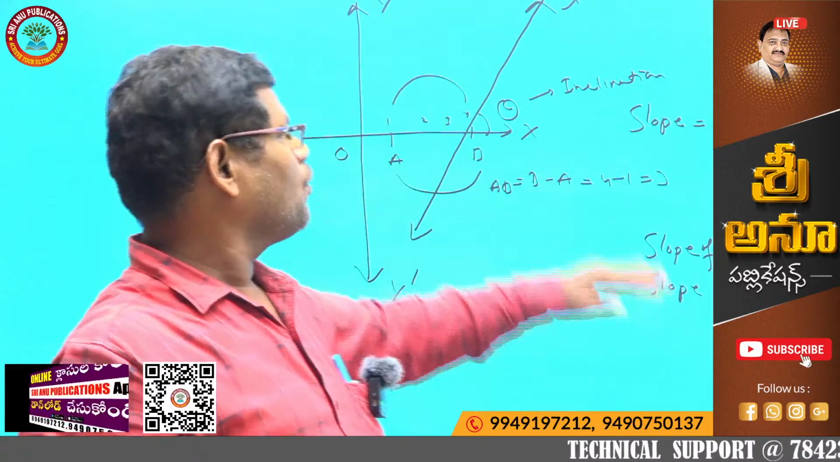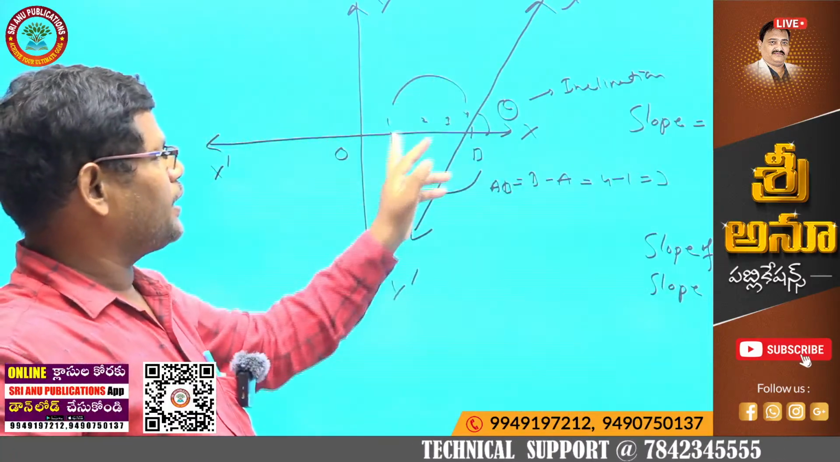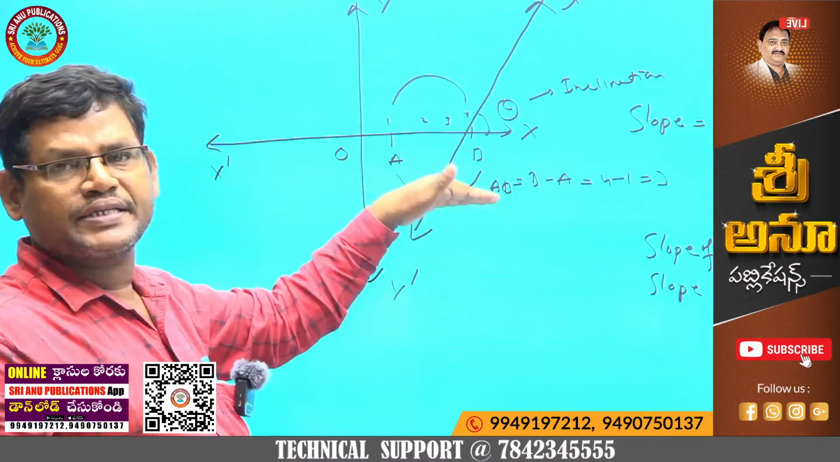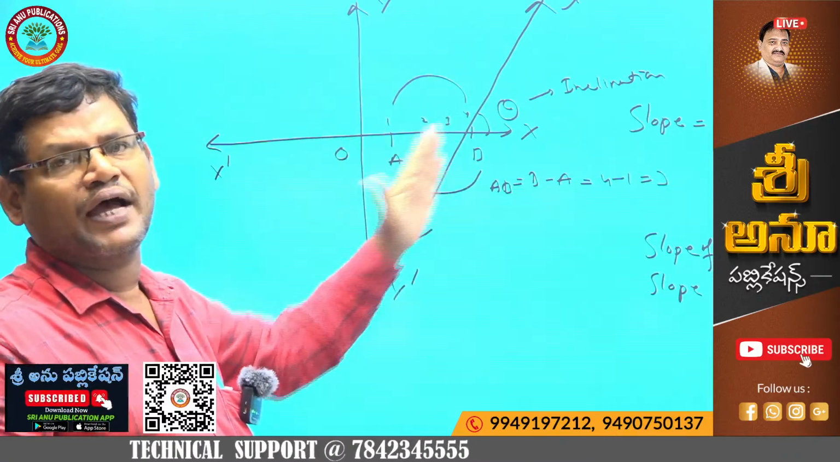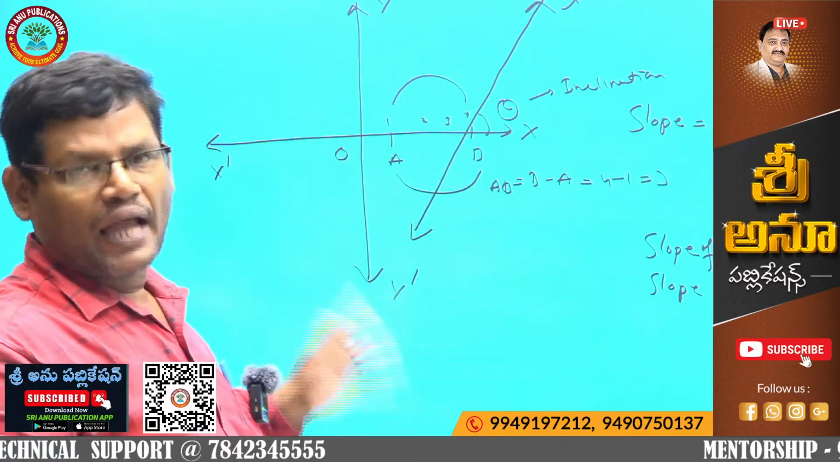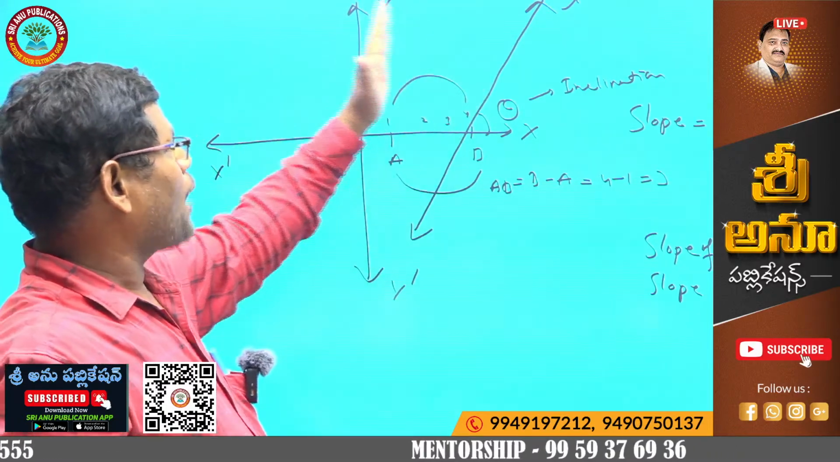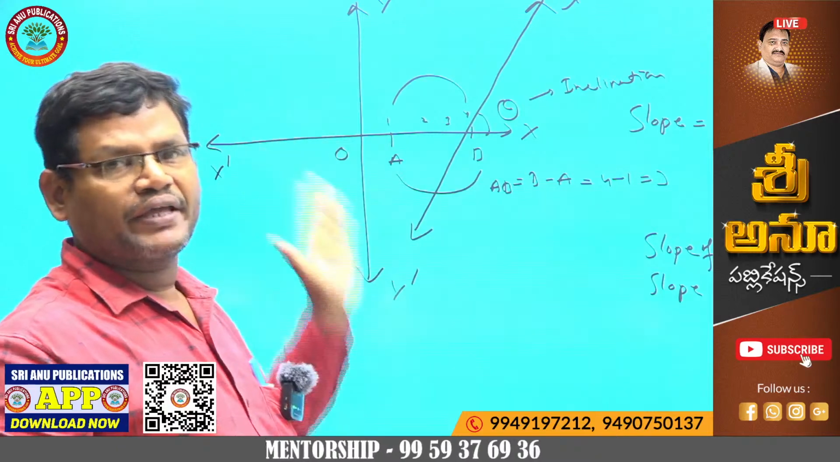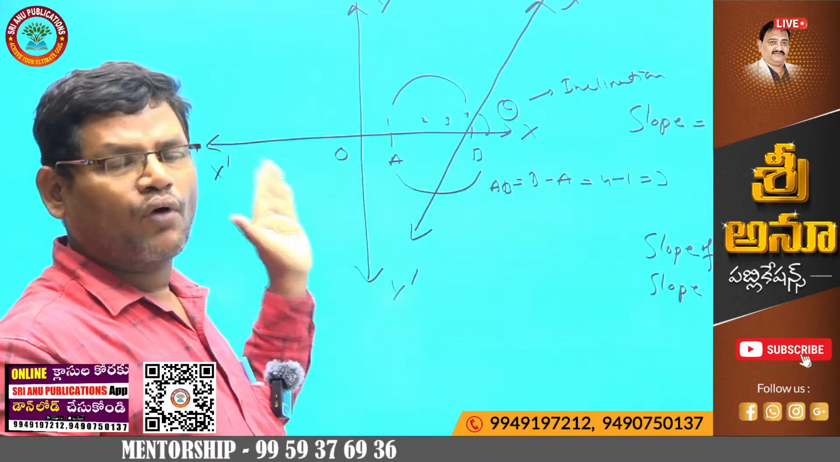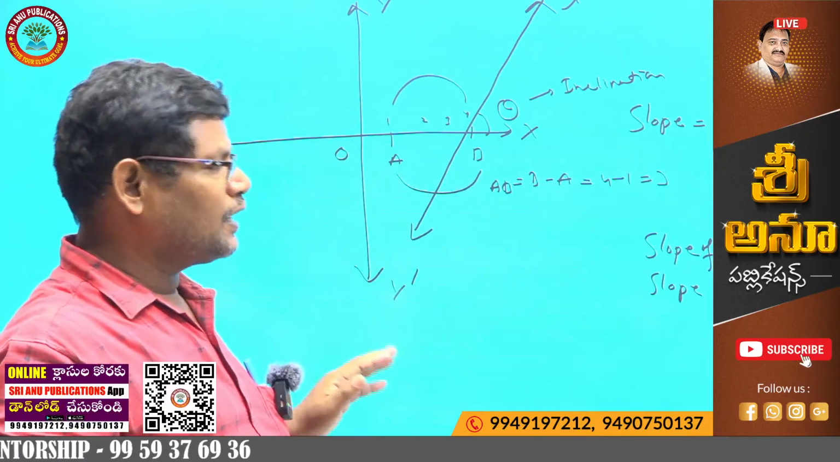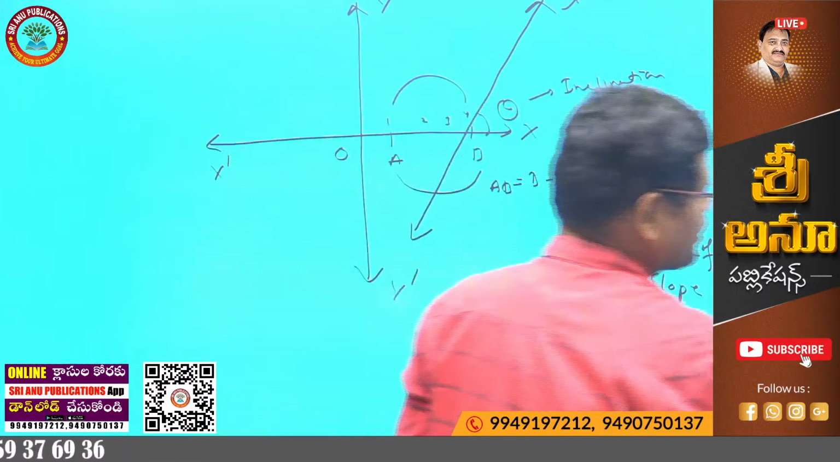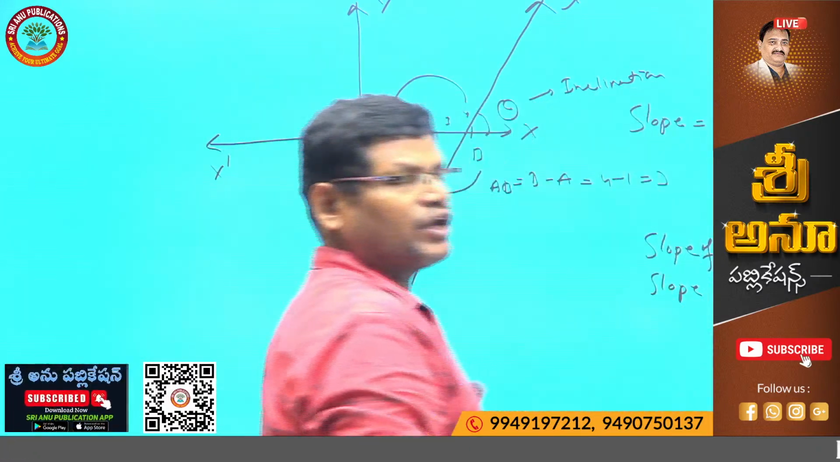So it coincides. The line AB and the line L coincide, which means there is no angle between the two lines. If the line L is parallel to or coincides with the y-axis, then the angle will be not defined.